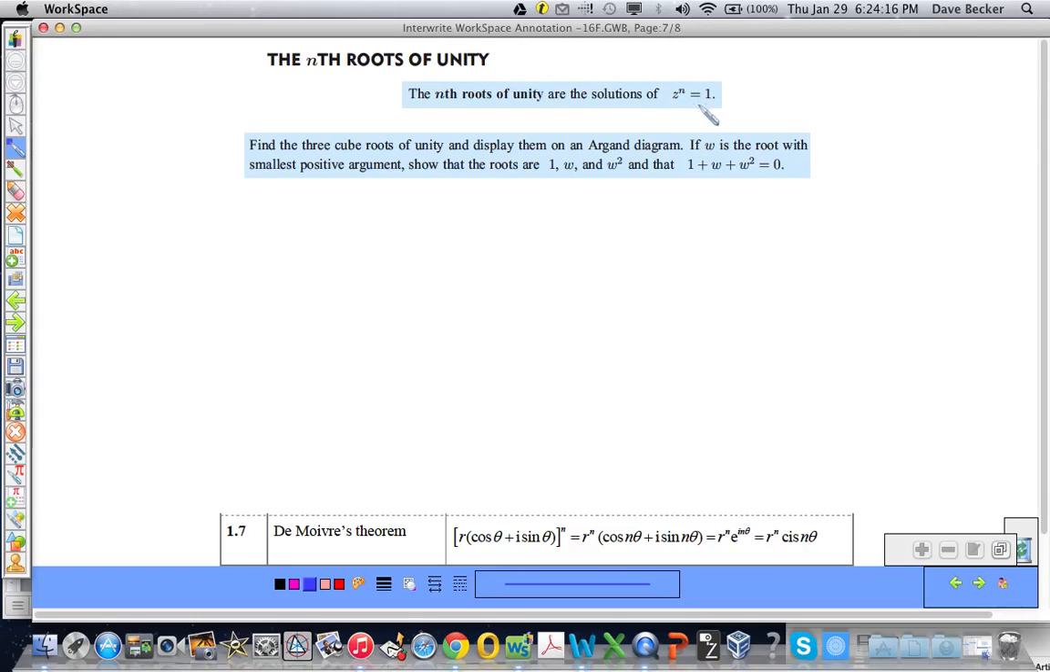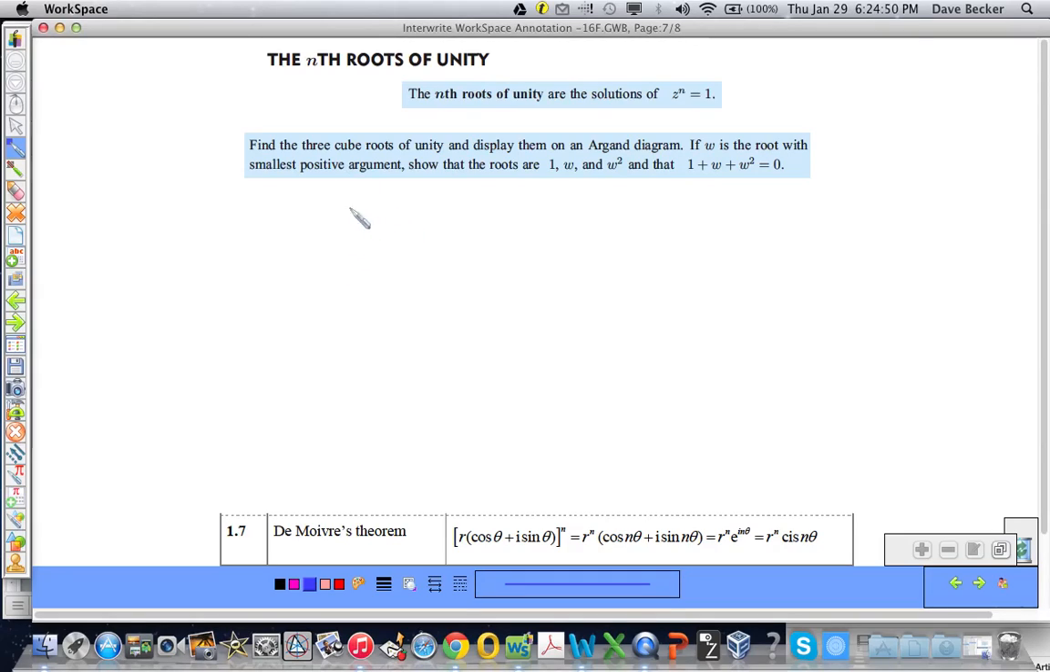Whatever power you have there, like z to the fifth, would be the fifth roots of unity, because they are equal to 1. So find the 3 cube roots of unity and display them on an Argand diagram. If w is the root with smallest positive argument, show that the roots are 1, w, and w squared, and that 1 plus w plus w squared equals 0.